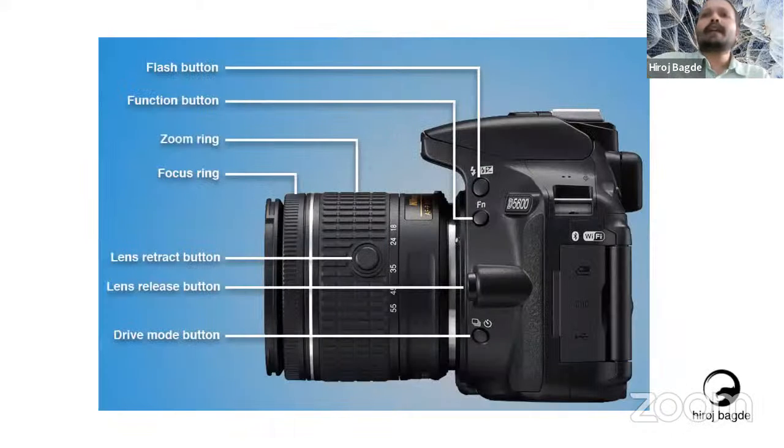This is about the side view of the buttons. We have something called the flash pop-up. Can you see this? This is the hot shoe. And then this whole segment is the pop-up flash, which is integrated inside the DSLR. You just need to click this, it will pop up, and you will get the inbuilt flash system of the camera.